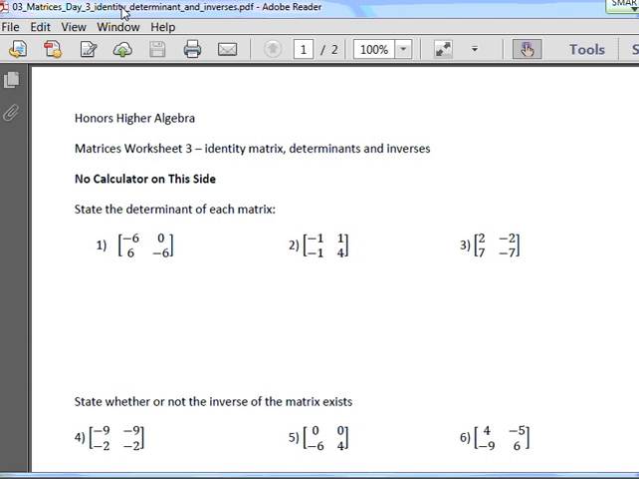All right. Now there's 2 ways to do the determinant. You can do it by hand, and you can do it with the calculator, and to be totally honest, by hand is easier. Let me show you how to do a determinant.